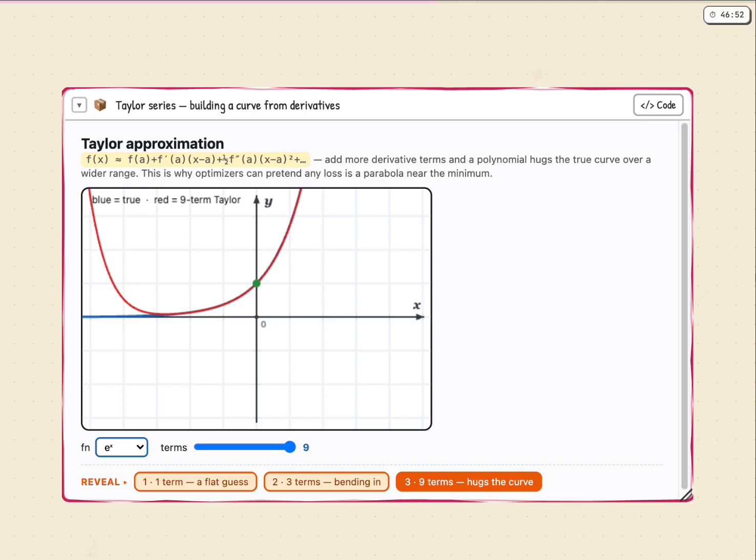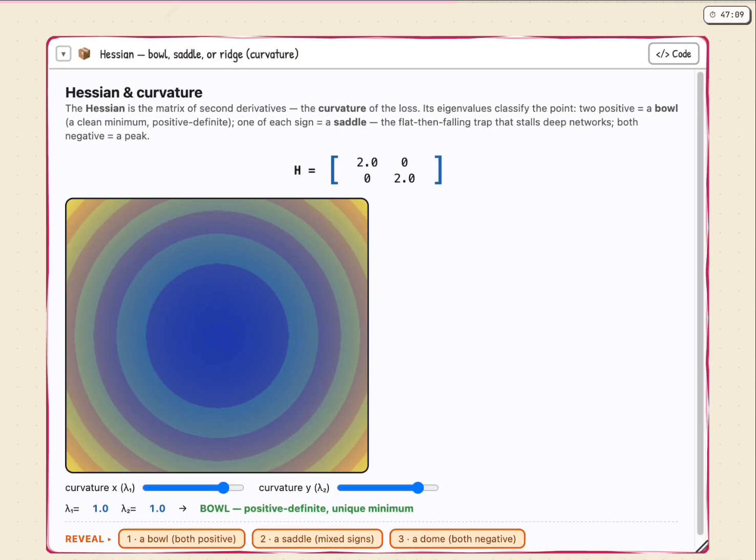If the first derivative is slope, the second derivative is curvature, how the slope itself is changing, and in many dimensions, all those second derivatives bundle into a matrix called the Hessian. The Hessian tells you the shape of the landscape at a point, and its eigenvalues, remember those, classify exactly what kind of point you're standing on. Watch as I turn the curvature knobs.